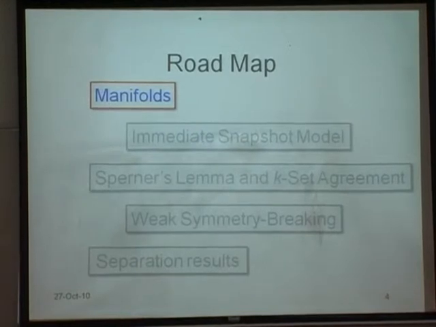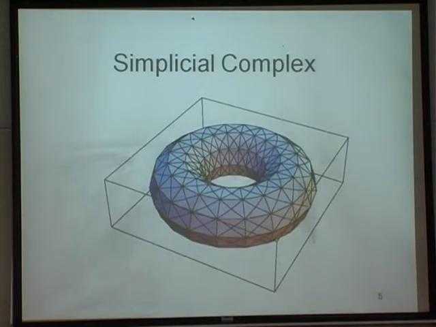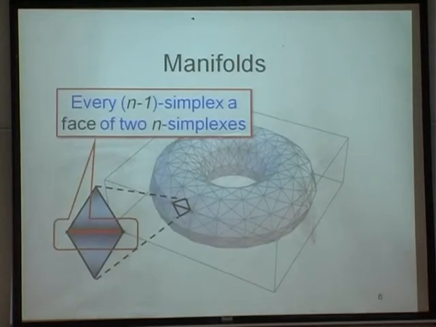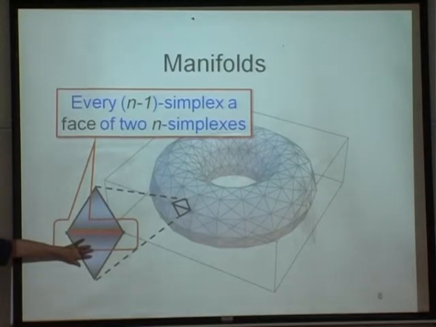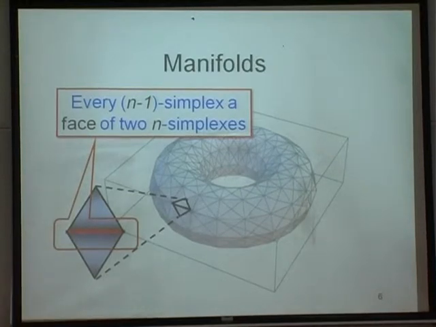So the first thing I'm going to do is talk about manifolds. So this is a simplicial complex. A simplicial complex is a manifold if every n minus 1 simplex is contained in exactly two n simplexes. Here n is the maximal dimension of any simplex. For now, all the complexes we talk about are pure, in the sense that all of the maximal dimension simplexes have the same maximal dimension. Later on, we'll relax this.